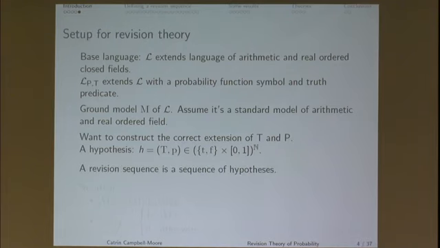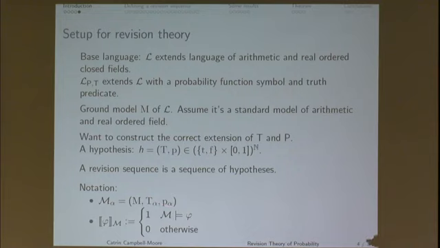A revision sequence is a sequence of these hypotheses. Quick notation: the alpha model is the ground model together with the alpha hypothesis, interpreting T and P. And the truth value is just 1 or 0, according to whether it's true or not.